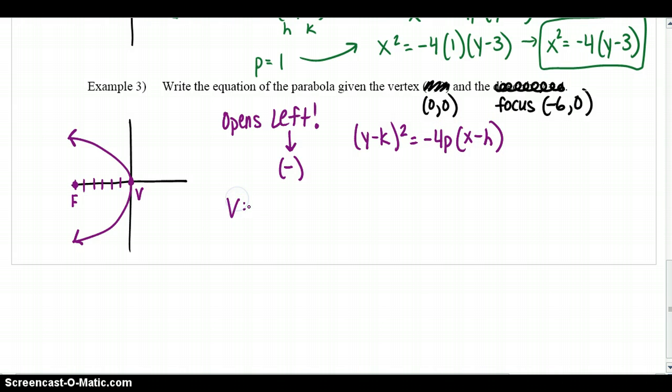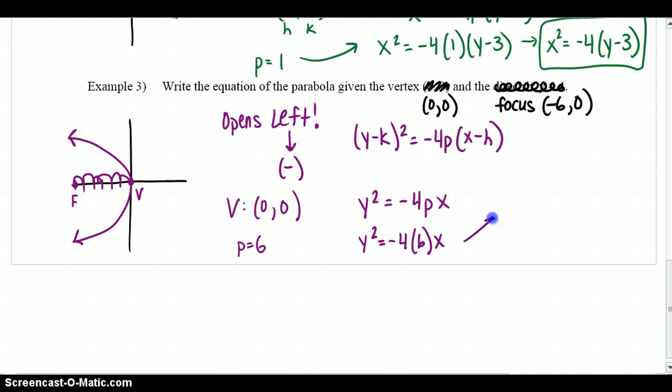My vertex, they told me, is (0, 0). That makes it nice, because if I plug that in, we should just have y squared equals negative 4p times x. So now all I need is my p-value. Well, I'm going to count it out. Distance from the vertex right here to the focus, 1, 2, 3, 4, 5, 6. So p should end up equaling 6 then. When I plug that in, y squared equals negative 4 times 6x. So when I simplify that, we get y squared equals negative 24x.